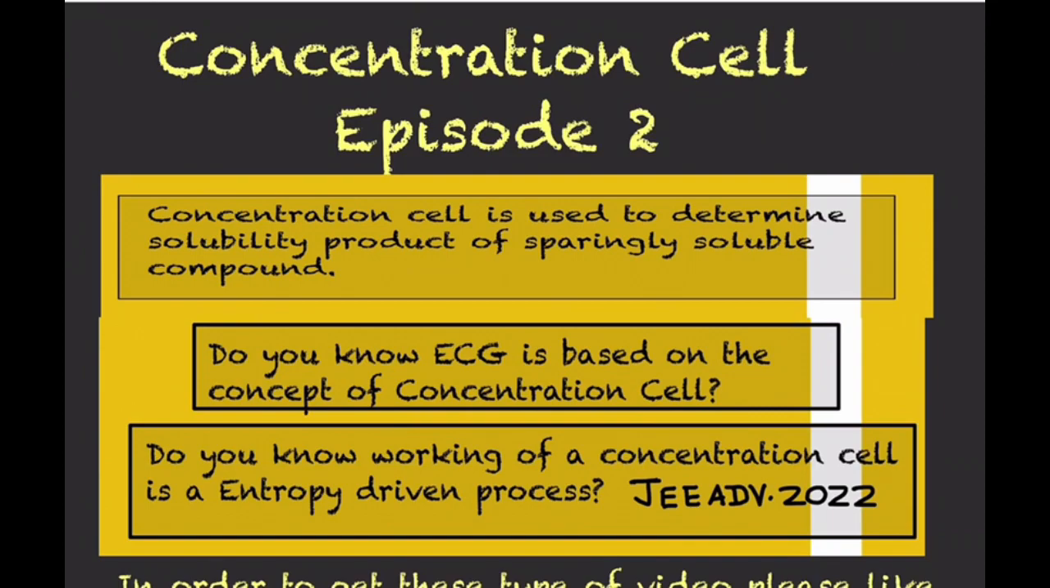In the second episode of concentration cell, we are going to discuss 3 things. The first thing is that the concentration cell is used to determine the solubility product of a sparingly soluble compound. The second is, do you know an ECG is based on the concept of concentration cell? And the third one is, do you know the working of a concentration cell is an entropy driven process? This third point was asked in the JEE Advanced 2022 paper, and it is one of the difficult problems of 2022.